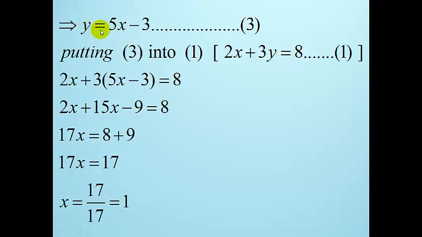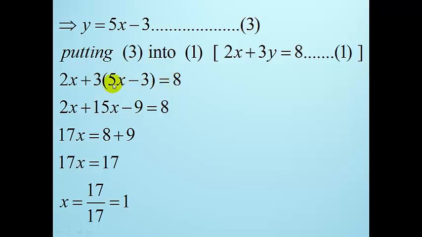Now from equation 3 we have y equals 5x minus 3. That's our equation 3. So we are now putting equation 3 into equation 1. From equation 1 we have 2x plus 3y equals 8. So now wherever we see y, we have to substitute it by 5x minus 3. And in doing that, we have 2x plus 3 times 5x minus 3 is equal to 8.